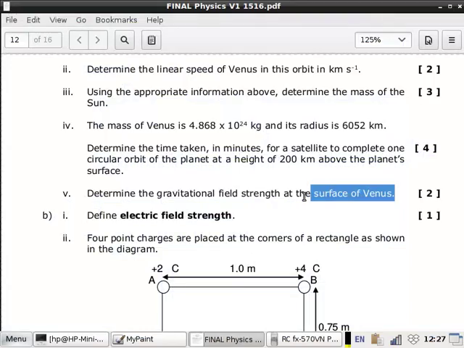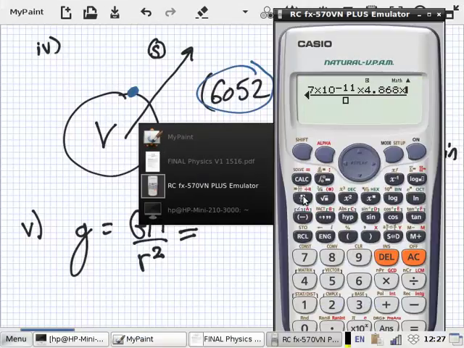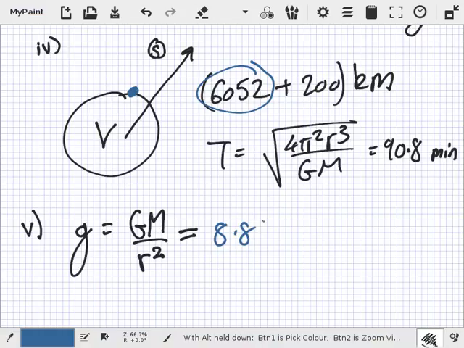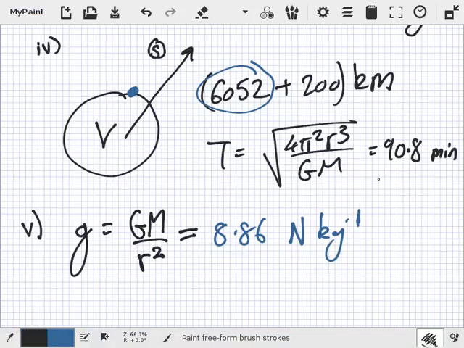What's it? 4.868 times 10 to the 24, isn't it? And then the radius is 6052,000. 8.86 Newton per kilogram. Yes, right. Newton per kilogram. It's the same, but it's normal to use Newton per kilogram. That's fine. Really should use this though.